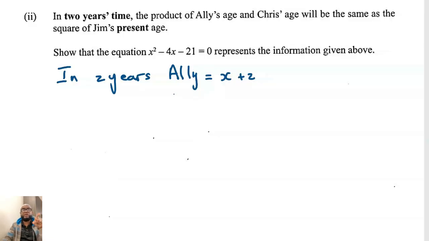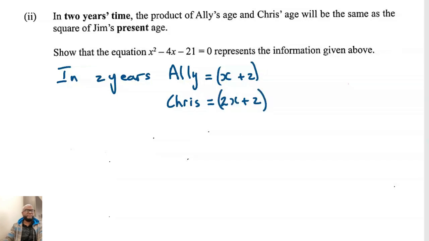Right, because it's the product of Ali's age and Chris's age in 2 years, right? So Chris, how much is Chris right now? What's Chris' age right now? Check it in the book. 2X, right? So it'll be 2X plus 2. Everybody good there? Chris's age, Ali's age, right?